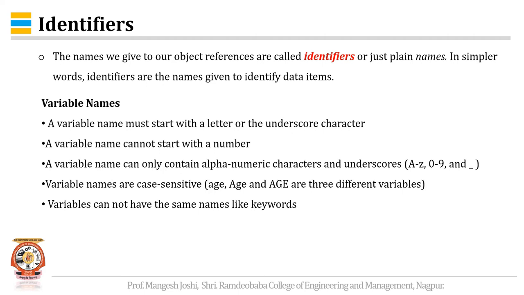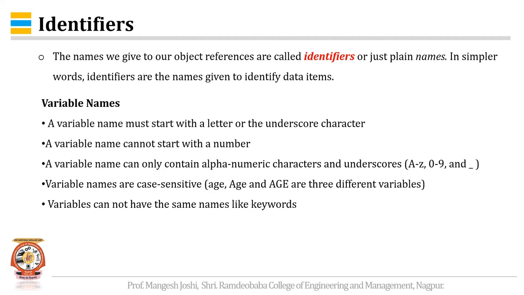Similarly, if you write age in small letters, and if you make the A capital, it will be treated as two different words. Or if you write age entirely in capital letters, again it will be a third variable. So all three will be different. And the last and very important thing: variables cannot have the same names as your keywords.